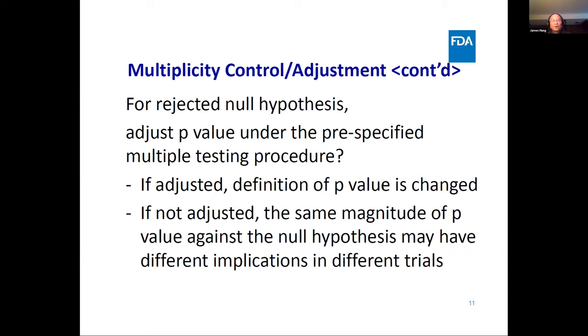Now, for a rejected null hypothesis, there are many views on whether the p-value needs to be adjusted following the pre-specified multiple testing procedure. If adjusted, one would say that the definition of the p-value is changed, because then it has to depend on the other hypotheses considered. If not adjusted, then the same magnitude of p-value against the same null hypothesis may have different implications in different trials.